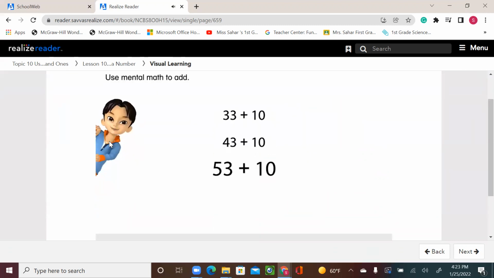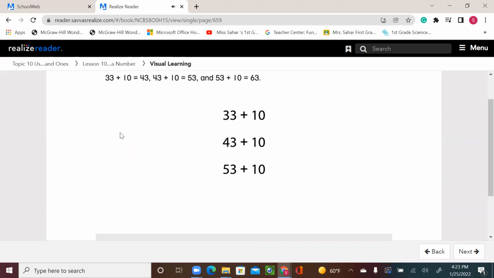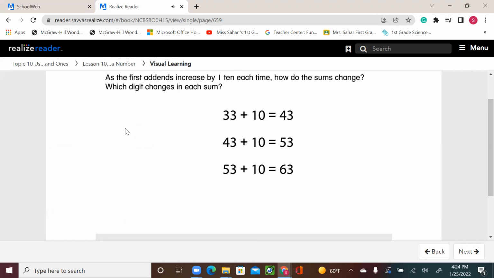Use mental math to add. Think about the numbers in the tens digits and the ones digits. 33 plus 10 equals 43. 43 plus 10 equals 53. And 53 plus 10 equals 63. As the first addends increase by 10 each time, how do the sums change? Which digit changes in each sum?